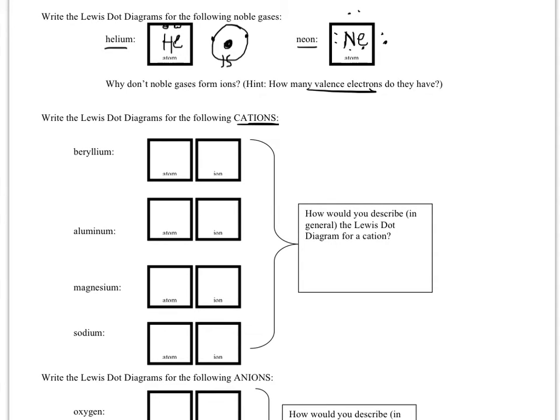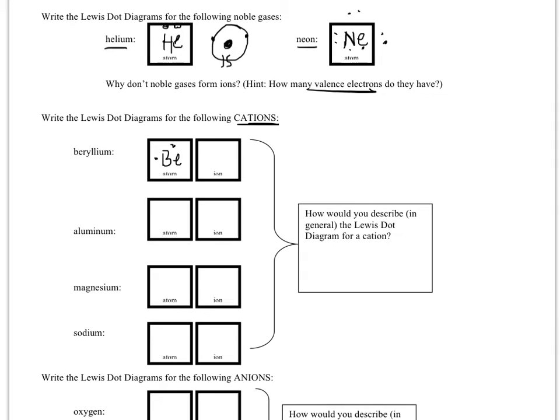Okay? Beryllium is Be. So if we look, it is in the 2nd family of the periodic table. So it's going to start off with 1, 2 electrons. All right? In its outermost shell. Now, that doesn't make it happy. It wants to have 8.